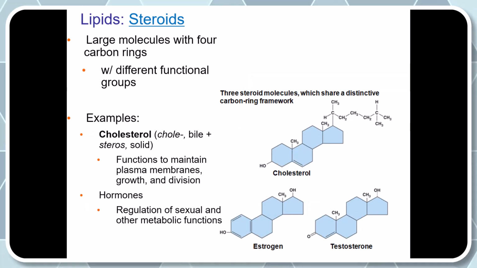Another kind of lipid is a steroid. Steroids have these kind of 4 carbon rings, and then there's different functional groups that can be attached to those rings. So cholesterol is a steroid, and cholesterol really gets a bad rap for clogging arteries, but cholesterol is important for stabilizing our cell membrane. It's also important for cell growth and division. Hormones like estrogen and testosterone are also steroids. Those are important for cell signaling and regulating metabolic and sexual functions.